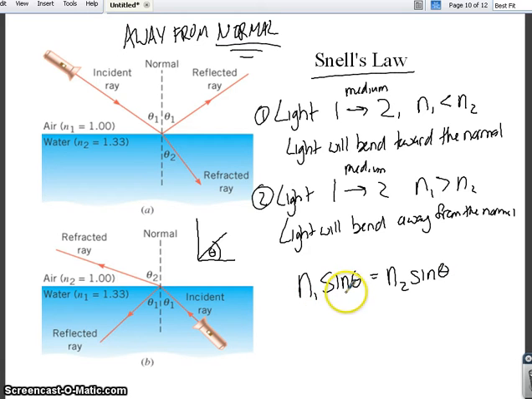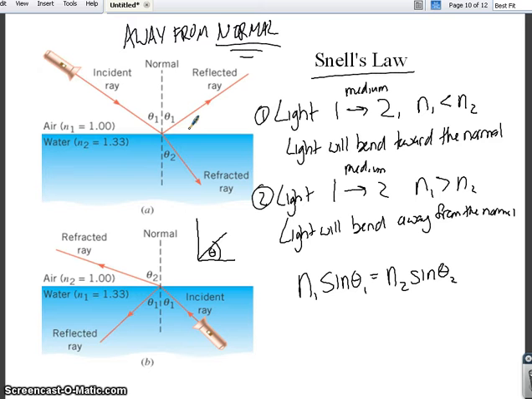We have sine theta 1, sine theta 2. So in this example, this would be theta 1, this would be n1, this would be theta 2, this would be n2. If we know the indices of refraction and/or one of the angles, we can calculate the other angle, or vice versa. Simple equation. It's just a matter of plugging in the correct number in the correct spot. Make sure that your ones are together and your twos are together, because those are easy to get mixed up as well.